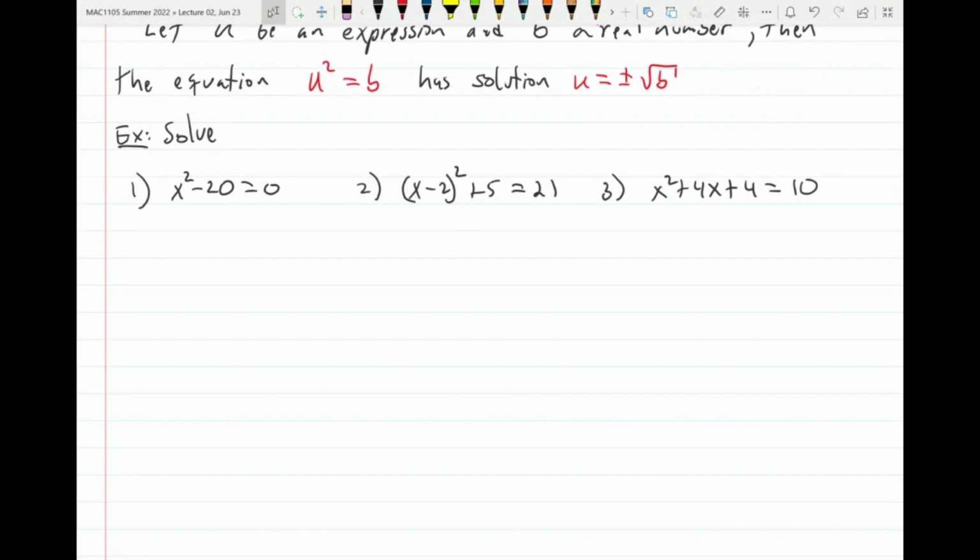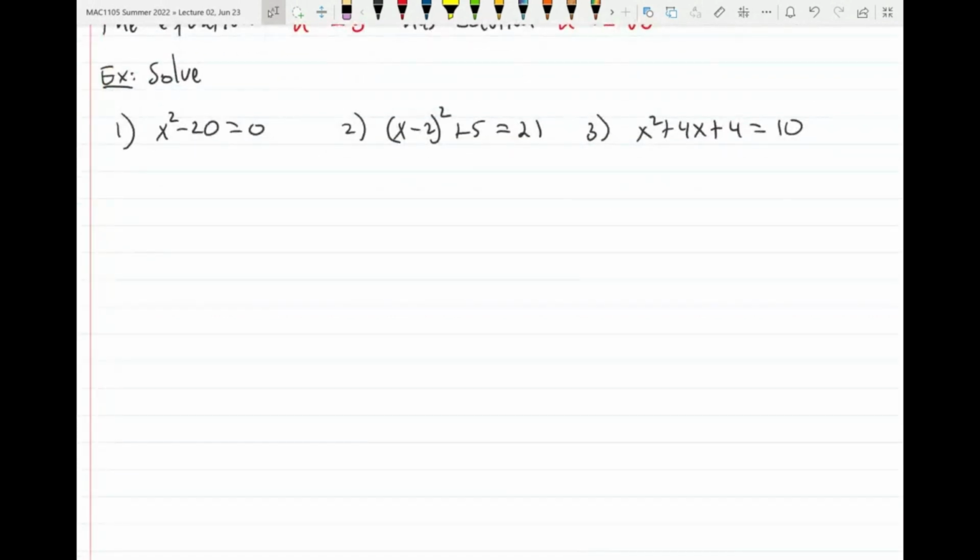Okay, so how about the first one? What do we need to do? What's the first step? So we move the negative 20 to the other side. So we get x squared equals 20. Yes? All right. And what do we do? So just square root, plus or minus. It's very easy to forget the plus or minus. Okay? It's your responsibility to write plus or minus. Do you understand this? So there are two solutions here. Positive square root of 20, but also negative square root of 20.